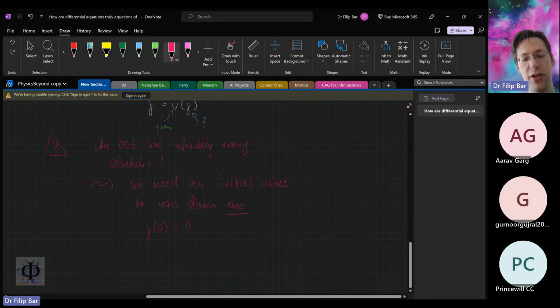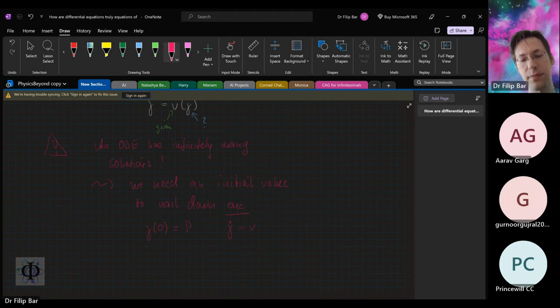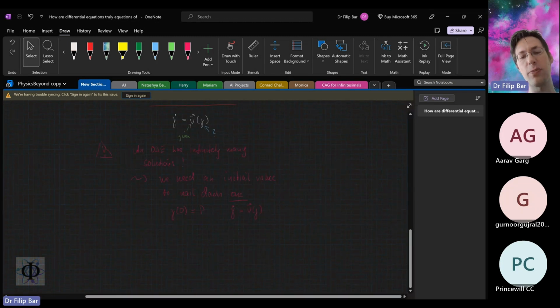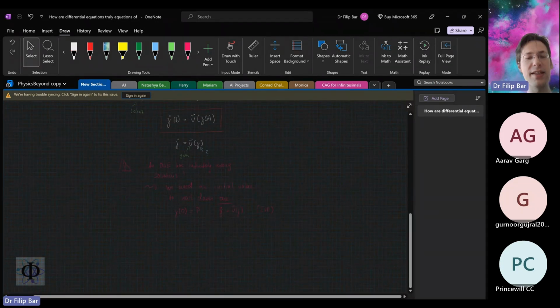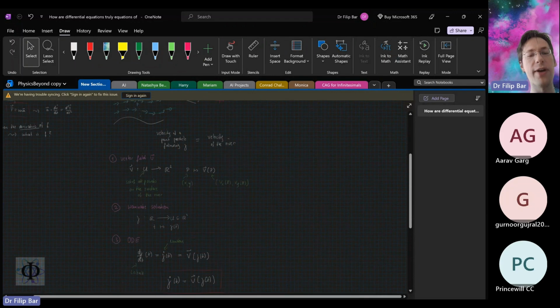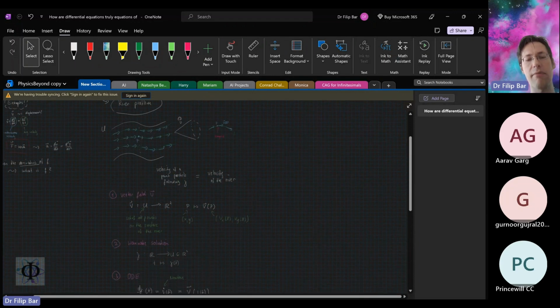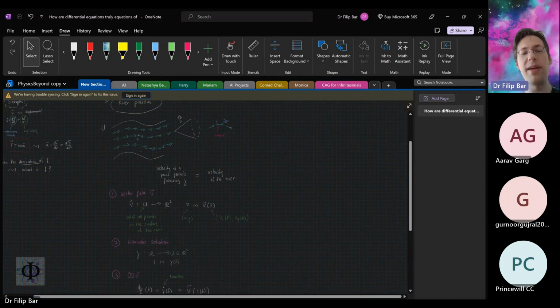So if I have this information, together with the differential equation that says the rate of change has to be equal to my velocity field, my vector field, this is called an initial value problem, sometimes abbreviated as IVP. And that is what I need to be able to get one solution. If I'm not telling it the initial value, if I'm not telling it where I'm throwing it in, then it could be any solution.